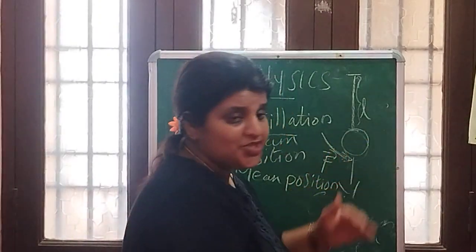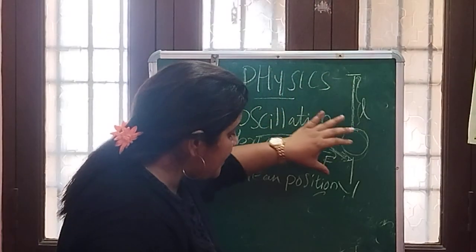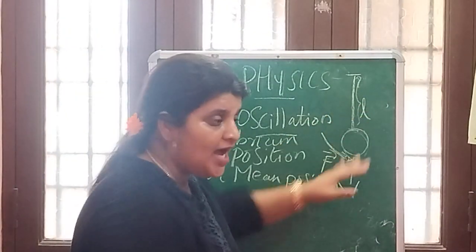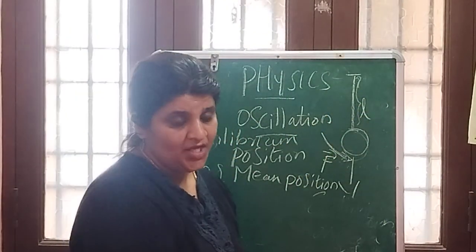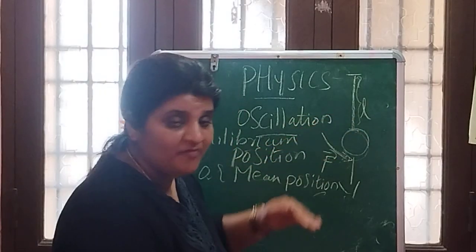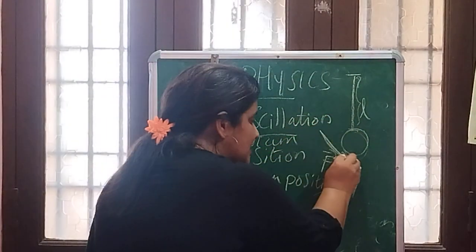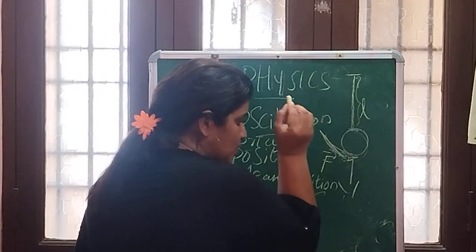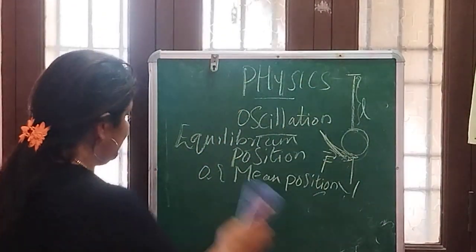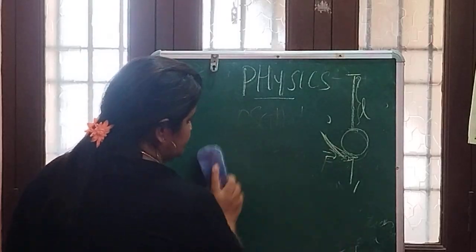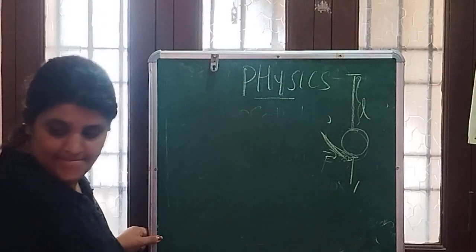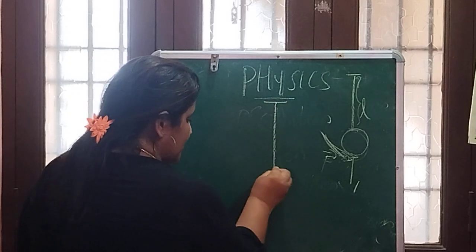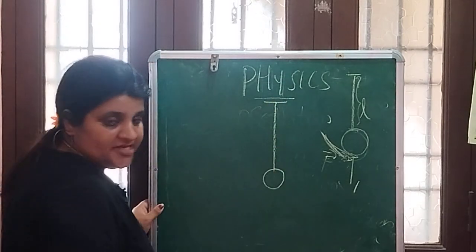Now what we are going to do is apply an external force on this bob and oscillate it. In order to oscillate this bob of mass M, we have to apply an external force on it. So by applying external force on this bob, this is the basic structure of a simple pendulum. This is the point of suspension.